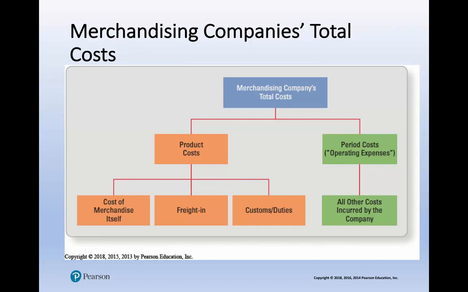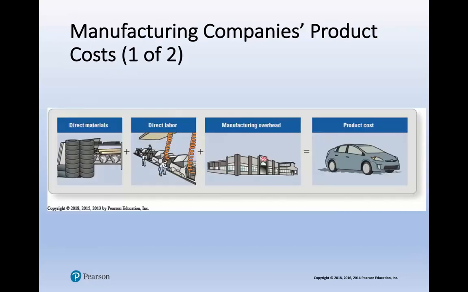But for our merchandising companies, our product cost is the cost of the merchandise itself, any freight to get it from our vendor to our place of business, and any customs, duties, and taxes we pay when we initially buy that merchandise. So that's our product cost under our merchandising company. All other expenses are going to be period costs. Product cost is the cost of the merchandise itself, plus the cost associated with getting it to our location.